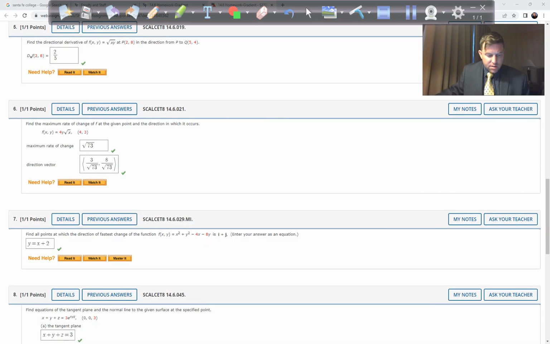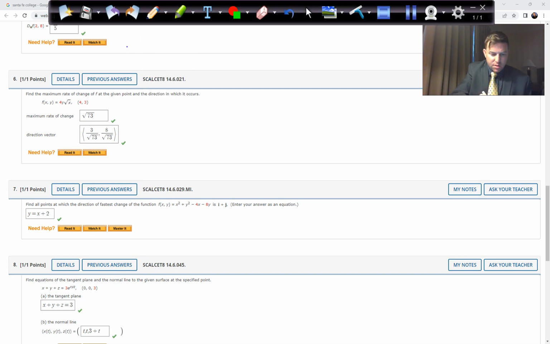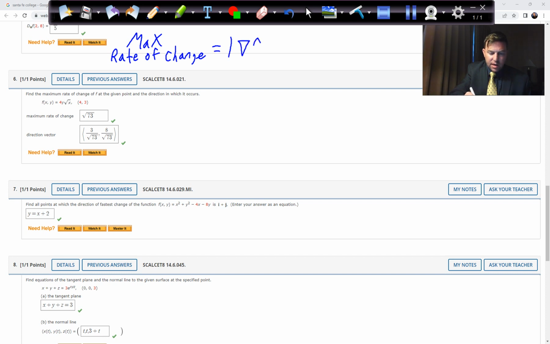Okay, problem 6. Let's see. Are we changing it up at all? Yes, we are. So we're going to do something a little different now. It says find the maximum rate of change of f at the given point and direction in which it occurs. So the maximum rate of change for problems like this is equal to the magnitude of the gradient vector at whatever point we're evaluating. So it's pretty simple. We just have to find the gradient like we've been doing and then find its magnitude.